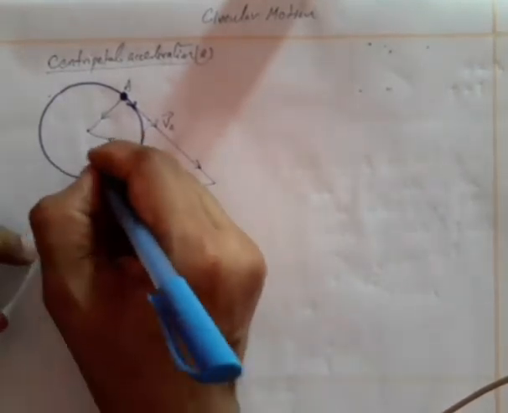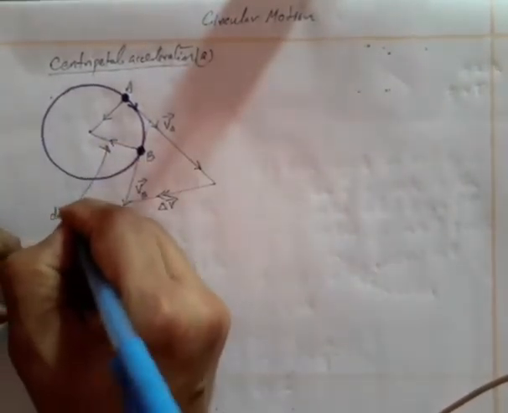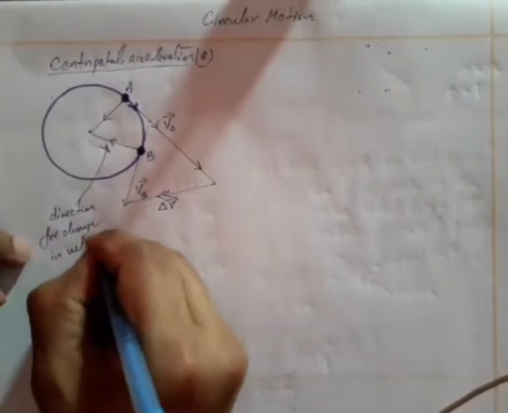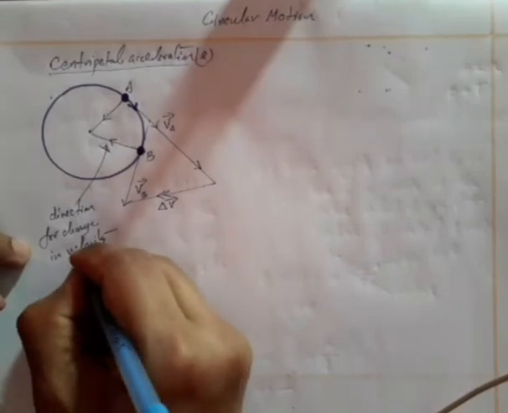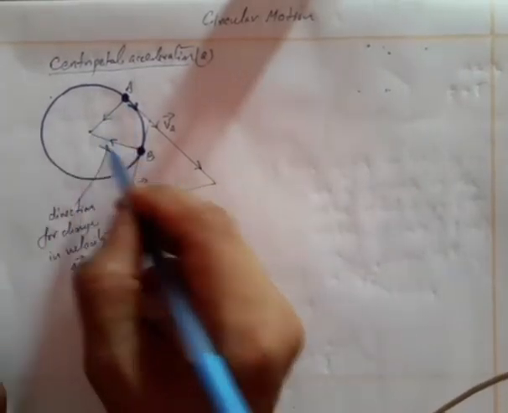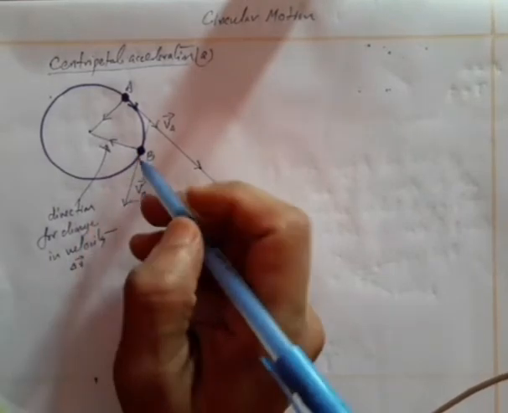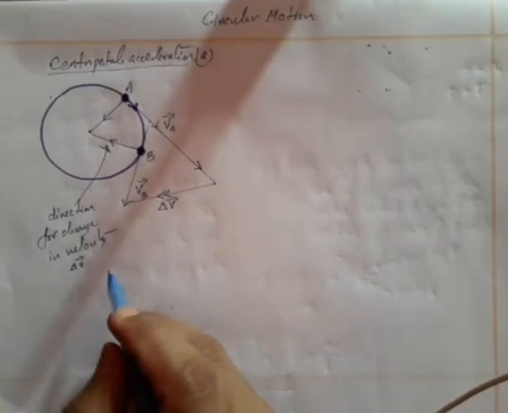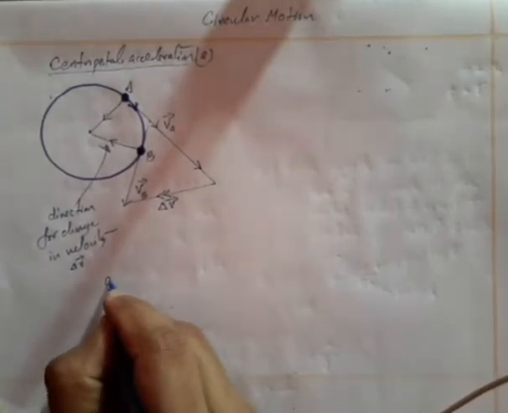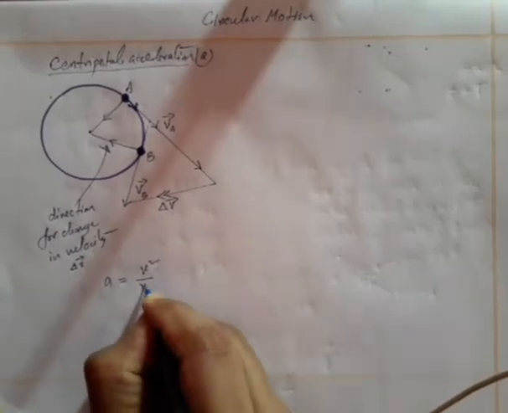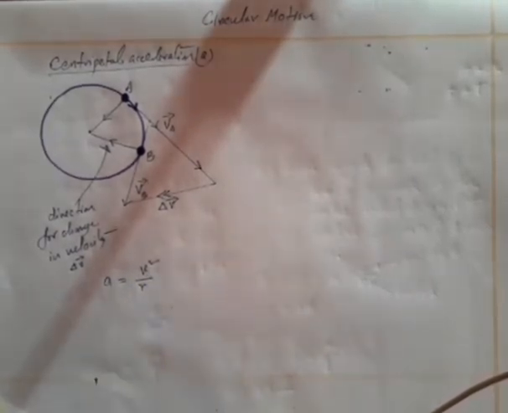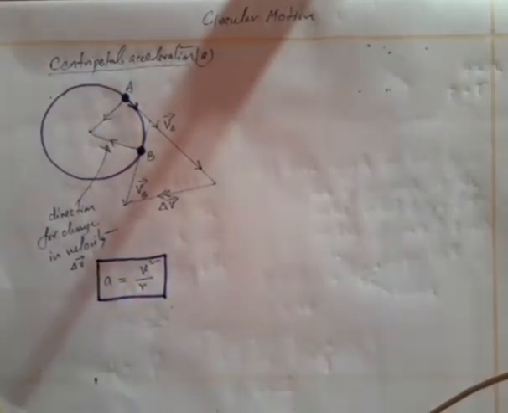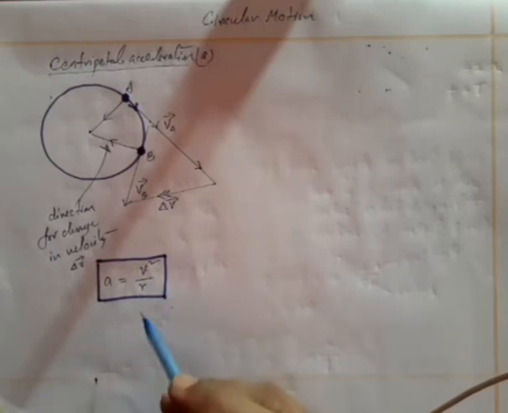If you imagine, you can understand the change in velocity direction is always towards the center at any point. So the change in velocity is drawn along the radius at point A and at point B. Similarly, at any point in the circle, the change in velocity is towards the center of the circle, and this is the direction of centripetal acceleration. The formula for centripetal acceleration is a equals v square by r.